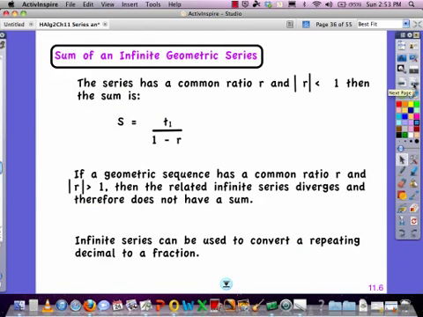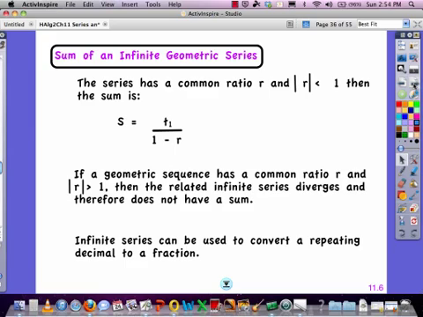combination. So, the sum of an infinite geometric series. The series has a common ratio r, and the absolute value of r has to be less than 1. So we're still talking geometric, so we do have that ratio. Then the sum is equal to t sub 1 divided by 1 minus r. Now check the text, because there was a nice little algebraic proof using subtraction of the sequences to arrive at this formula, so you can see where it's actually derived from.